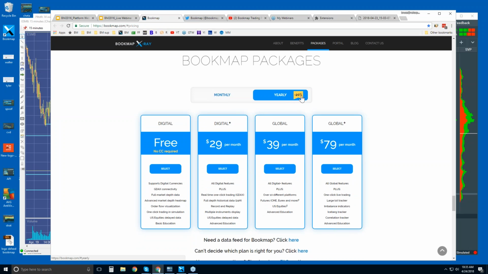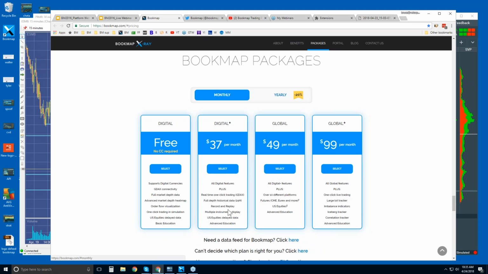You can subscribe yearly and get a 20% discount, or you can subscribe monthly. There are a couple of different versions here: digital and global. The digital version here is free. You get the data for free as well. It's only to the GDAX exchange for one digital currency. That's all you get, but it's a full version of Bookmap, and you only get the basic education and limited support.